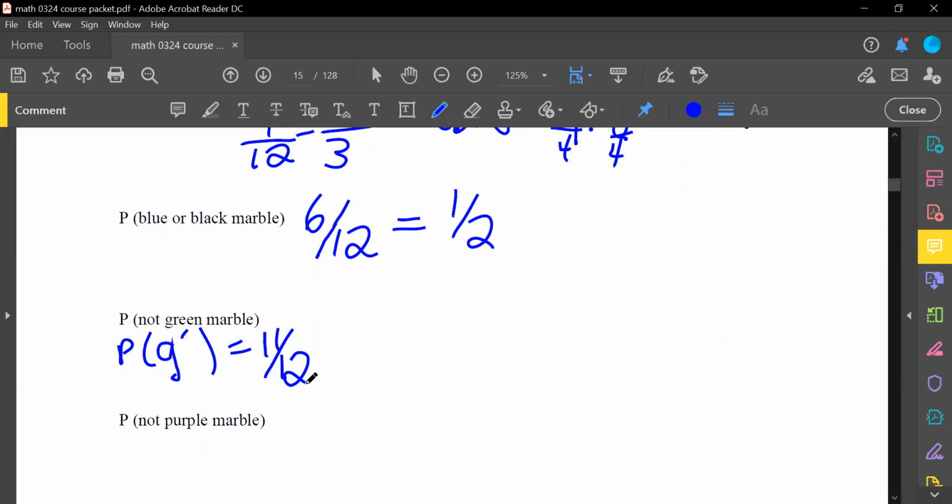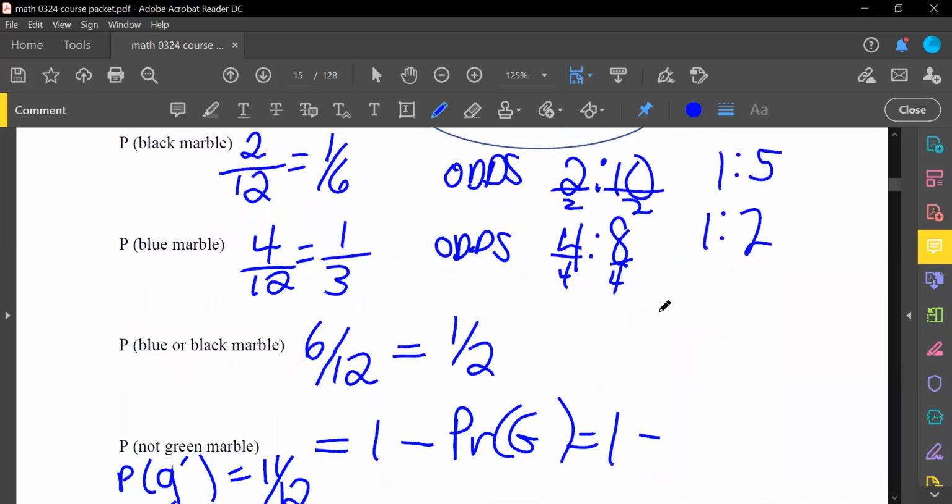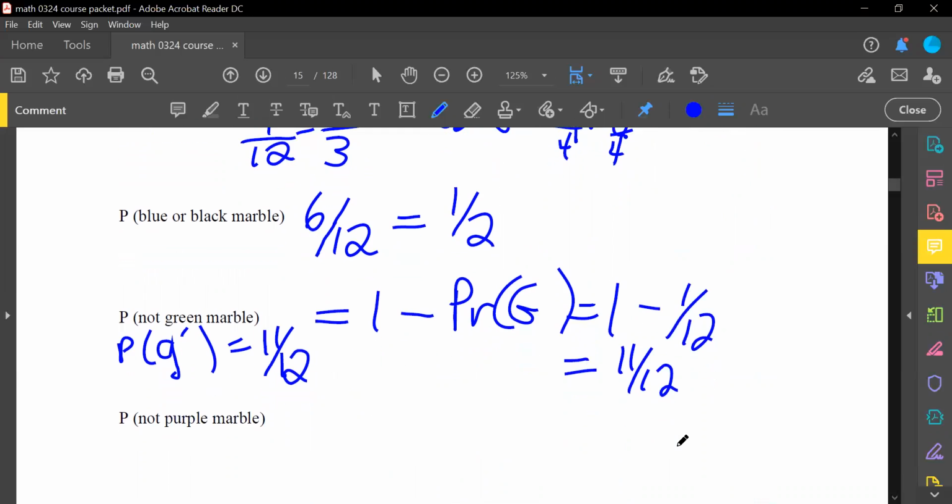Now, the other way I could do a not is actually 1 minus the probability that I draw a green marble. So I could also do 1 minus probability green. There's 1 green out of 12, so it's 1 minus 1 out of 12. And again, that's going to work out to be 11/12. So if you want the probability of something not happening, it's 1 minus the probability of it happening. Sometimes it's easier to count things that way.